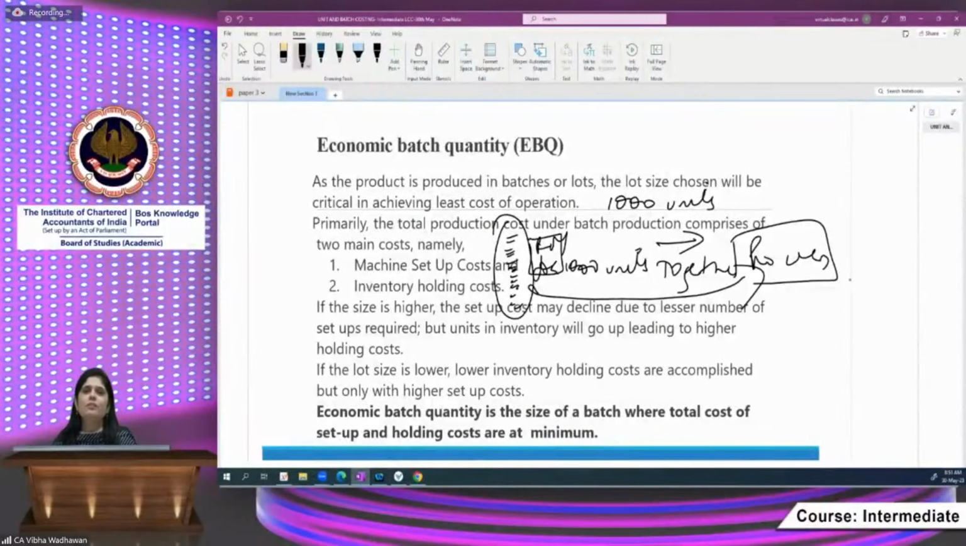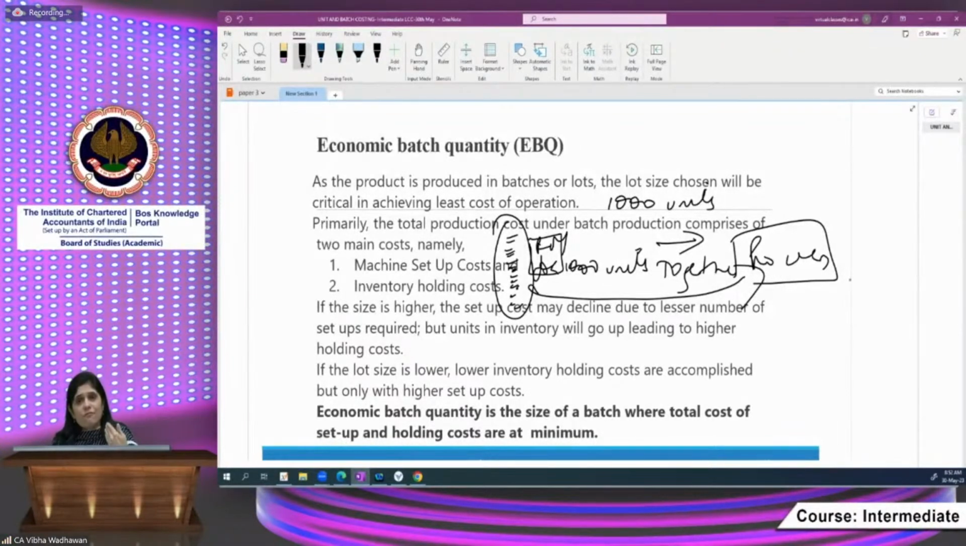This is batch costing. So how many units to be produced in one lot, in one batch, is very important to know, because you have to make the setup accordingly. If you decide to produce 1000 units together, you have to have that setup. Your machine should have the capacity to produce 1000 units together. If your machine does not have that capacity, then you cannot produce.